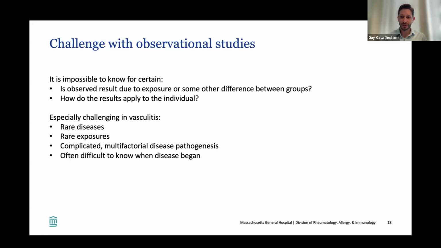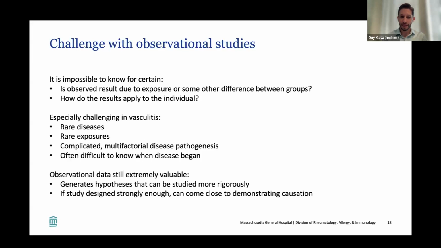This is especially challenging in vasculitis. They're rare diseases. The exposures that we're talking about are often rare. And like we talked about a few slides ago, these are complicated diseases with multiple factors that are leading to their development. And it's often even difficult to know when the disease exactly began. So there are a lot of challenges in how to design a study to determine whether or not something causes vasculitis.